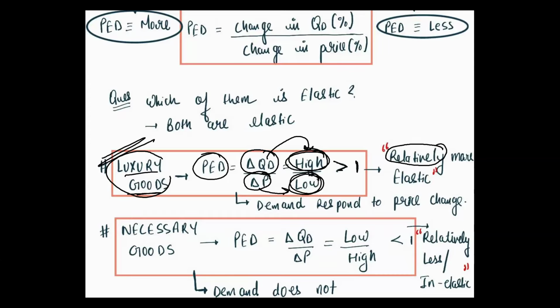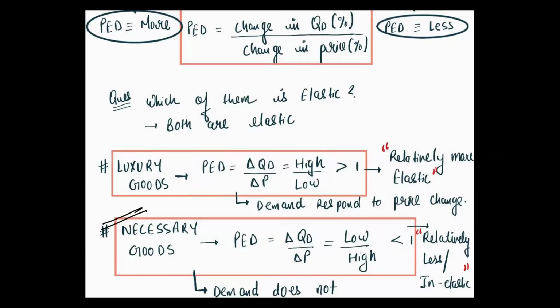All of them are elastic. Luxury and necessary, both of them are elastic. You can use the word relatively more elastic. This luxury goods is relatively more elastic when you compare with the necessary goods. Necessary goods is what? Life saving drugs, I've told you.